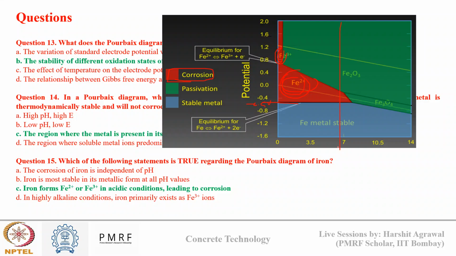Okay, so in this way we can have a prediction of which state will be stable in which pH condition or which potential condition. But this is still talking about possibility, it is not talking about the rate at which the conversion is happening, and that depends upon the kinetics of corrosion, which we'll discuss in the next session.